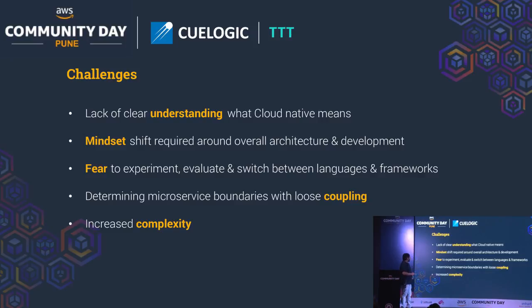The third point is fear to experiment, evaluate, and switch between languages and frameworks. This is something I've seen a lot, because a lot of organizations have this, and I don't mean it as disrespect for anyone. They say, okay, we have a lot of Java people, so we'll stick to only Java, or we have only Python, so we'll stick to only Python, etc. But there must be a certain willingness to switch between things and experiment, but at the same time, it has to be practical as well. You can't just keep switching to whatever is coolest every 6 months or something.